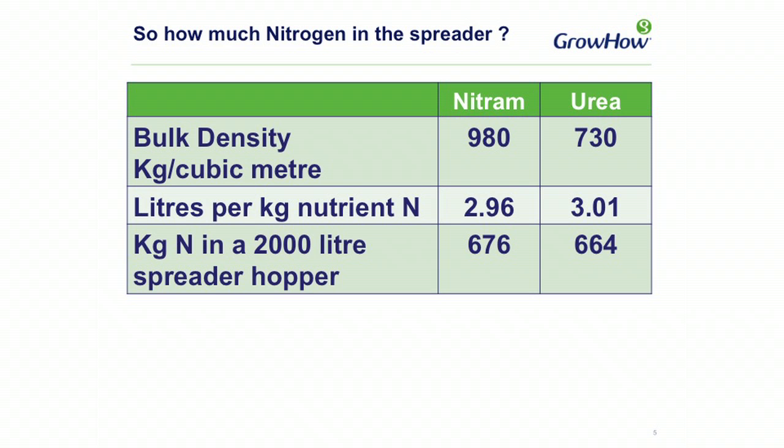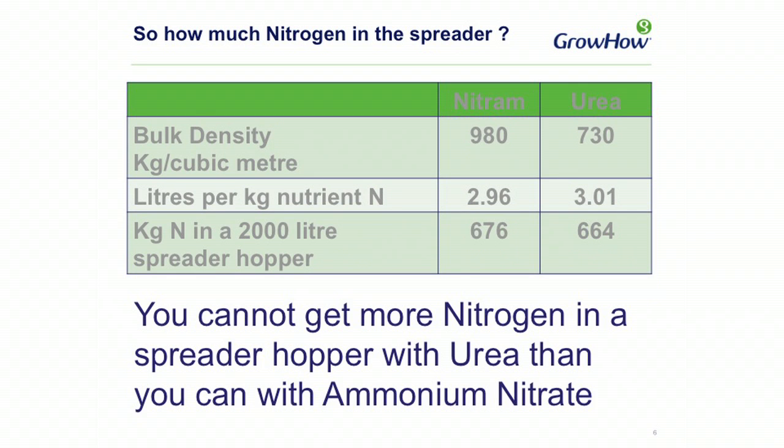Now, urea samples do vary in bulk density, but the amount of nitrogen you can get in a hopper wouldn't change significantly between different samples of urea. So the bottom line really, you can't get more nitrogen in a spreader hopper with urea than you can with ammonium nitrate, despite the change in concentration.